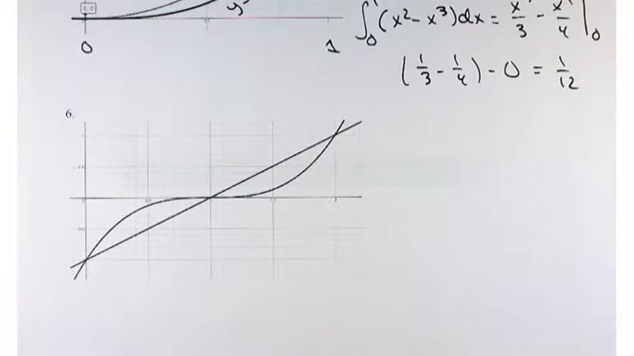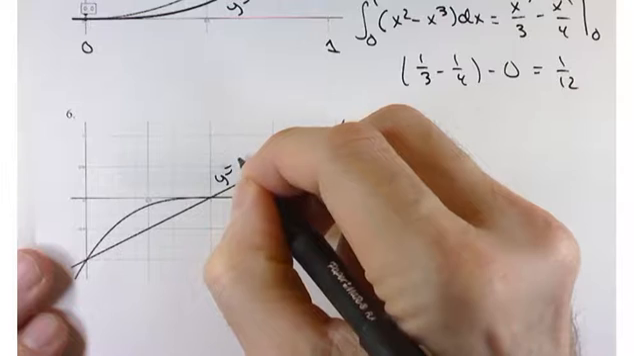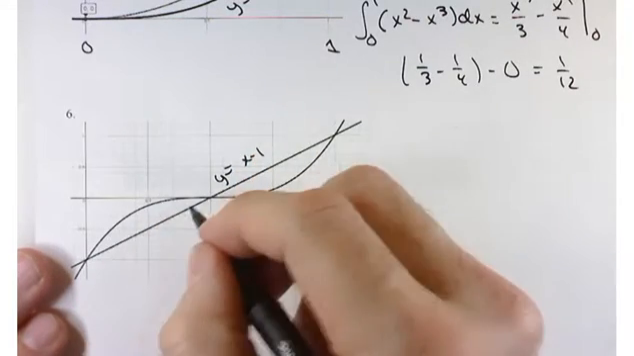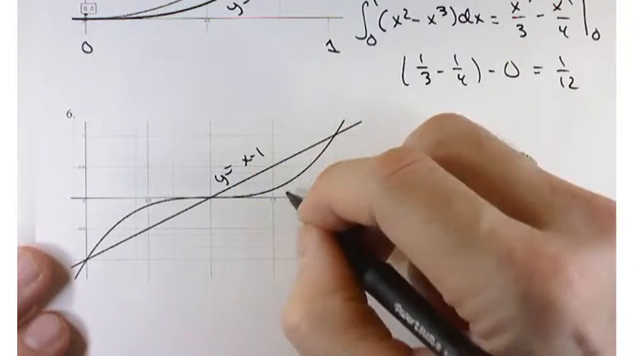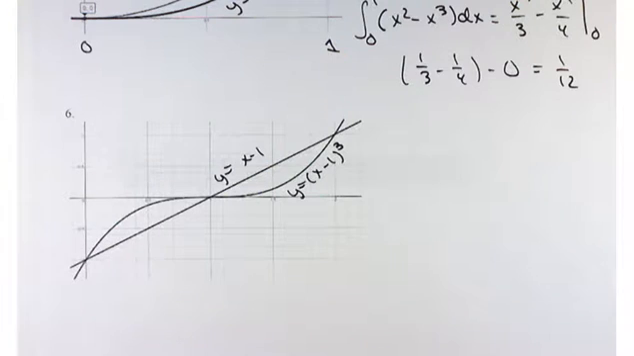Okay, let's move on to problem number 6. We've got y equals x minus 1, and our other function here is y equals (x minus 1) cubed. Let me see if I can pull this up on Desmos for us, because there's something about this that I'd like you to see and note.